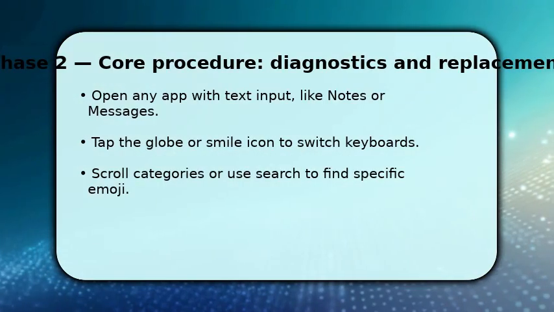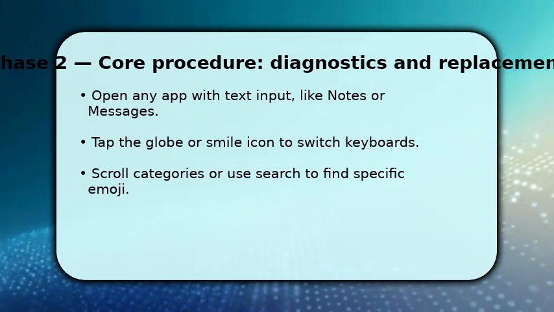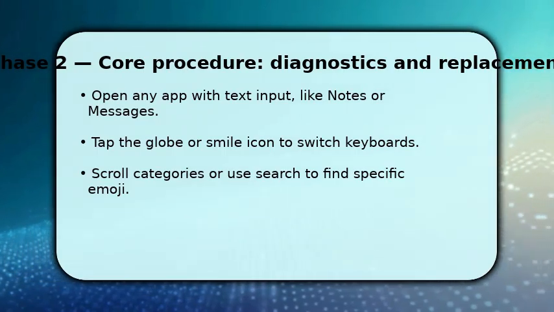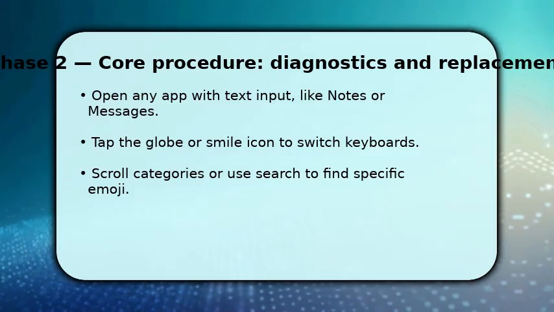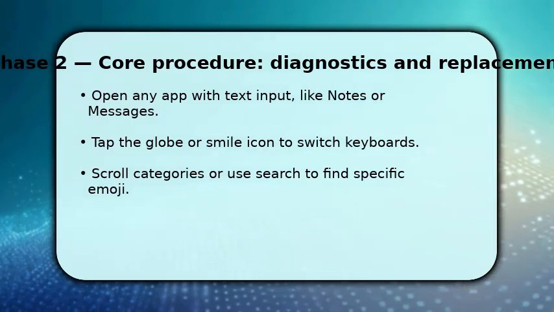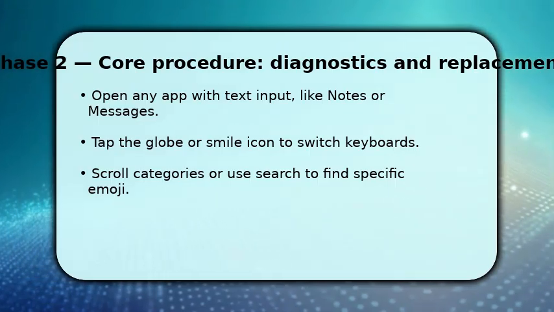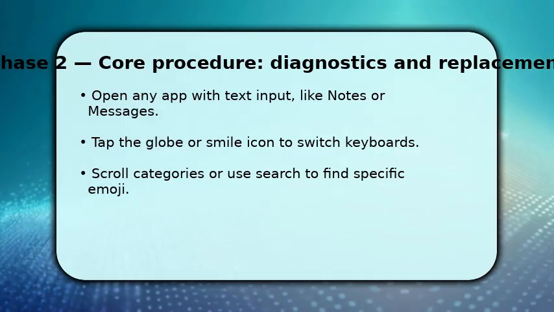Now you'll practice switching to the emoji keyboard inside any app that accepts text. Tap the globe or smile icon next to the spacebar to cycle keyboards. You can also press and hold the globe to pick emoji directly. Once visible, swipe across category tabs or tap the magnifying glass to search for an emoji by keyword.